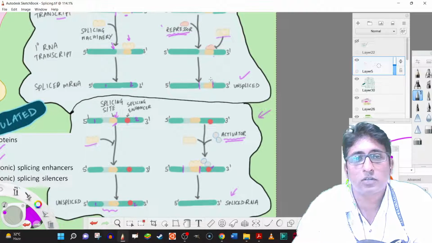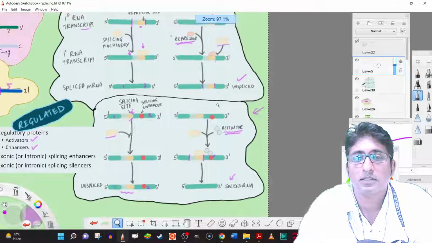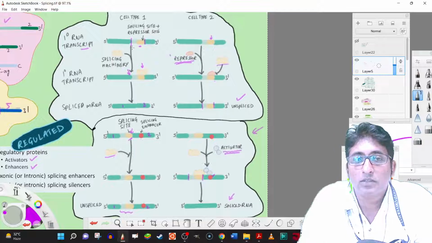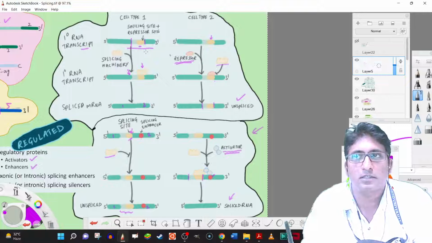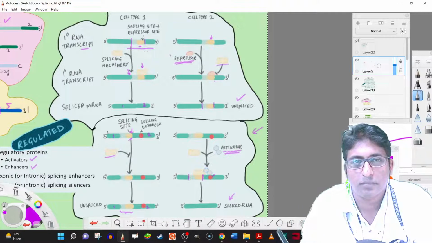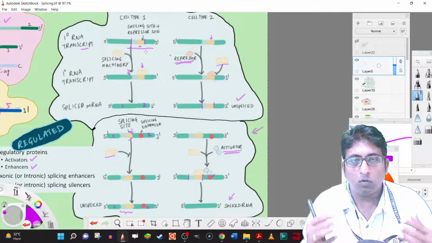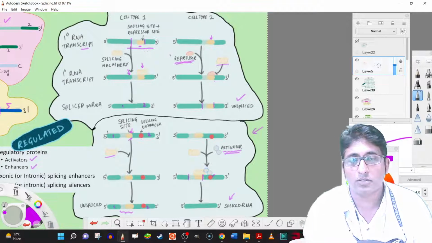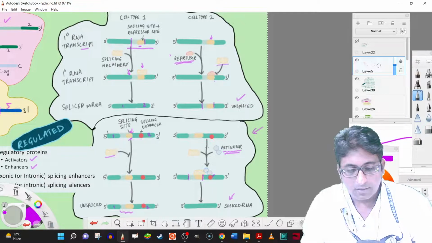So it all depends on the context of the introns. We cannot generalize and say that for all mRNAs this is the case. It depends on the organization of the introns, the consensus sequences present for the 5' splice site and 3' splice site, and also the organization: how close in proximity the enhancers or repressor sites are. We'll see you again.